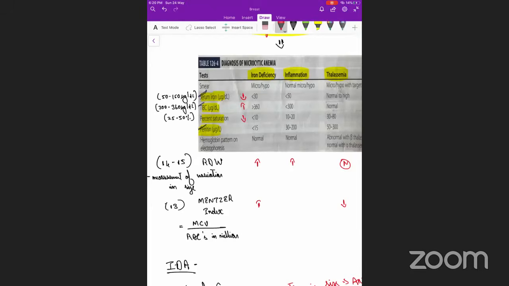Transferrin saturation is nothing but serum iron divided by TIBC. Iron divided by TIBC is percent saturation. So since TIBC is increased, percent saturation decreases. Serum ferritin, the storage form of iron, will also be low in iron deficiency anemia.